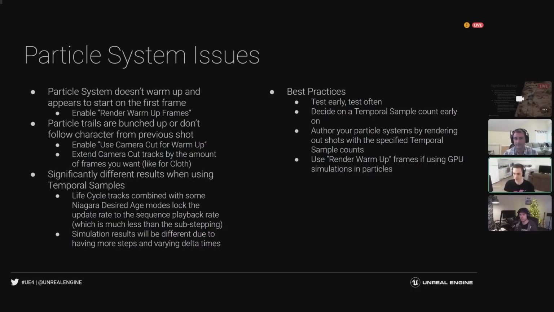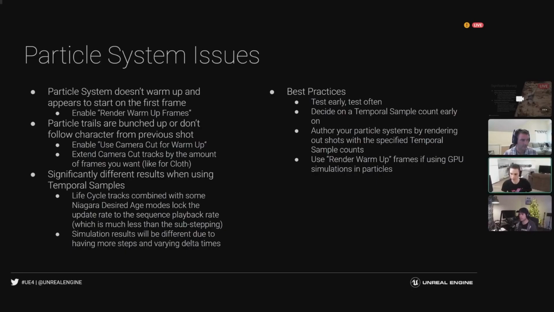If you're seeing particle trails that are bunched up, or they're not following the characters from the previous shot, you need to use the same trick as cloth, where the animation data extends before the sequence, before the shot starts, and then check Use Camera Cut for Warm-Up. And that's going to, again, evaluate each of those poses, and that's going to give a chance for the particles to be trailing behind the character.